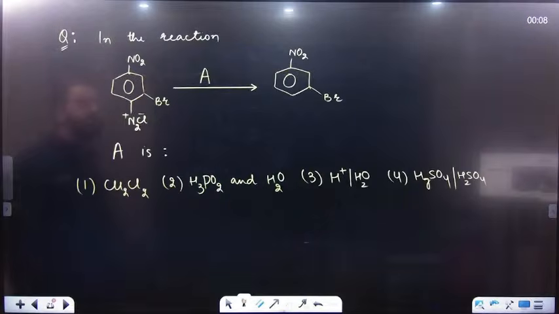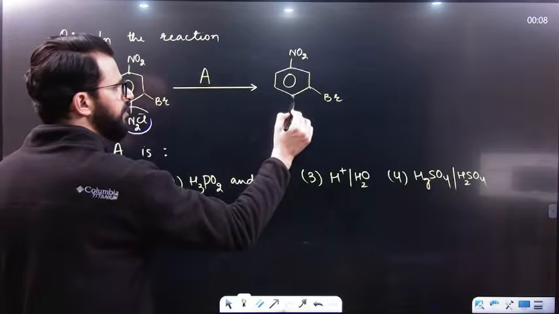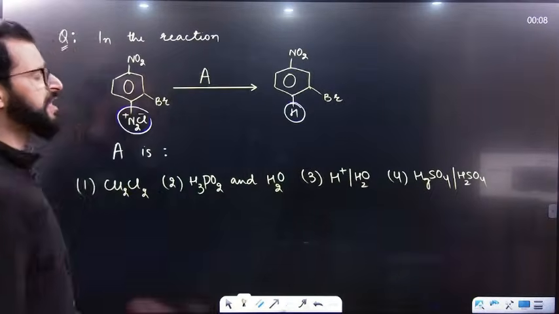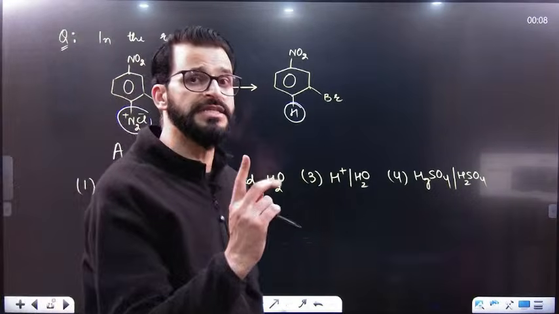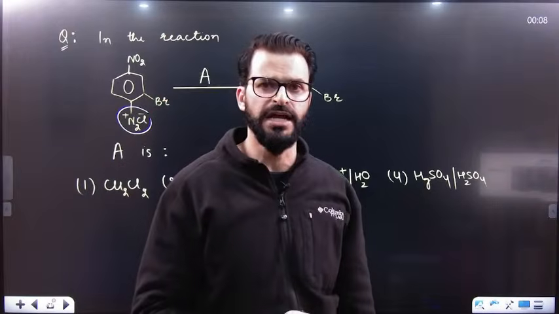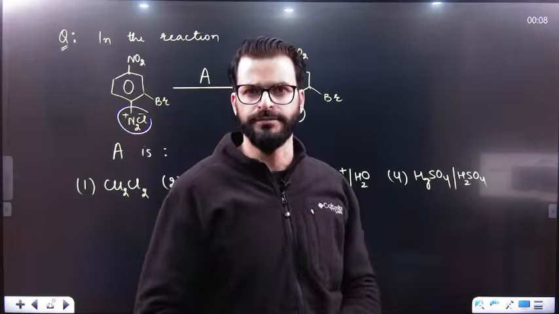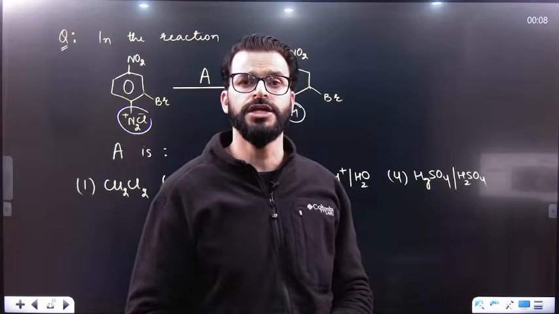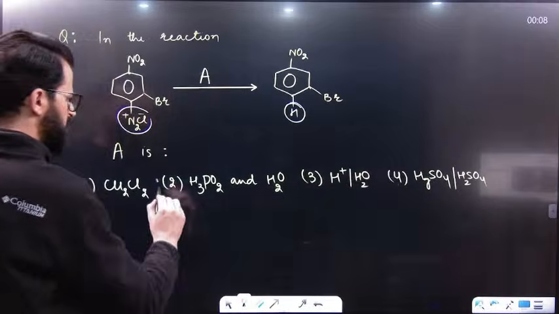Now, the next question asked in the exam is that this has been converted to this. That means instead of this, here it is H. Which is the reagent which can replace N2 by H? There are two reagents. One is H3PO2 and water, that means hypophosphorus acid in water. Second is CH3CH2OH. Have a look. CH3CH2OH is not there, so this is there, so this will be the answer.